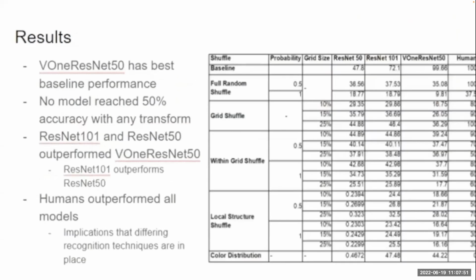Model performance significantly decreased with the transform images. Humans outperformed networks on all but color flattening transforms. This signifies that humans are using different techniques than models in order to identify objects.